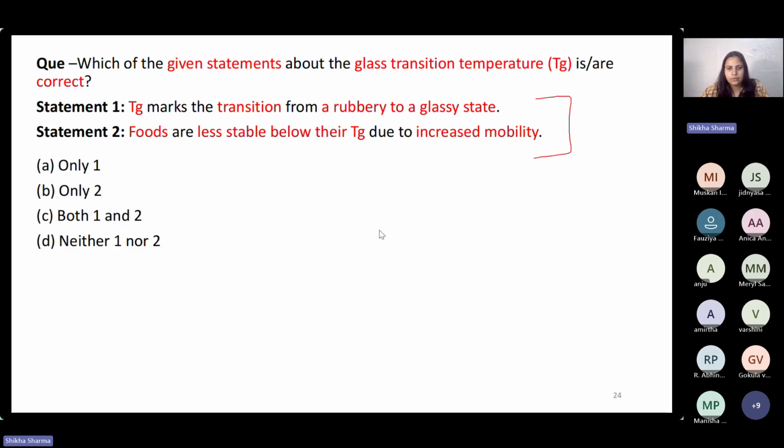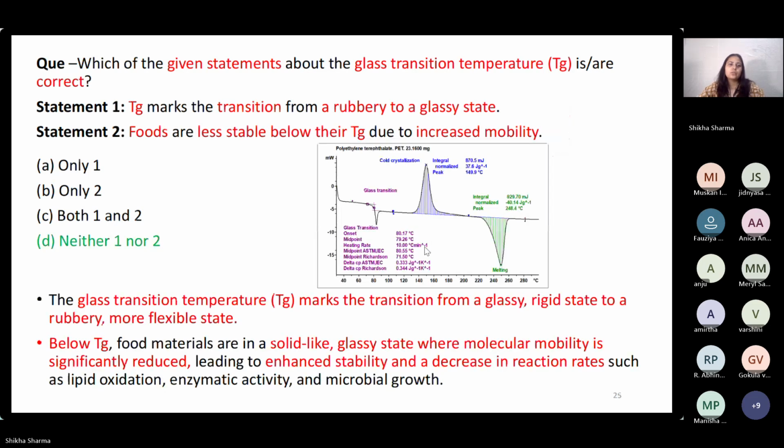Okay, so we have 4 answers right now. Srivaswamy says A, Aboli is A, Fozia A, Aman is B. So 3 of us are saying A, Aman is saying B, Anjali is saying C. Okay, let's see the correct answer. So D is the correct answer, that both of the statements are not correct here.